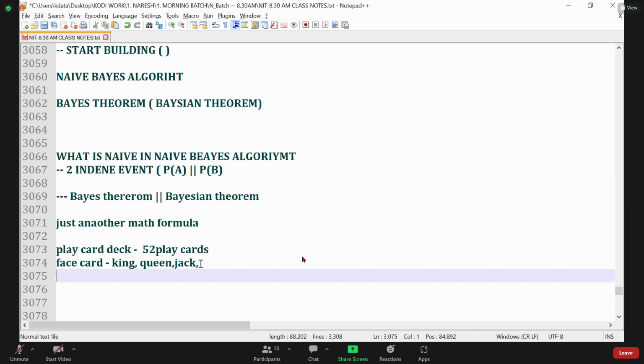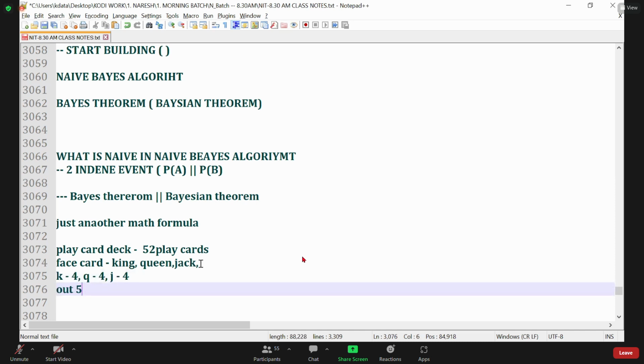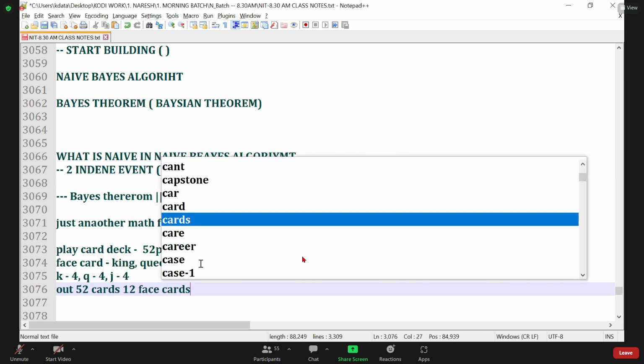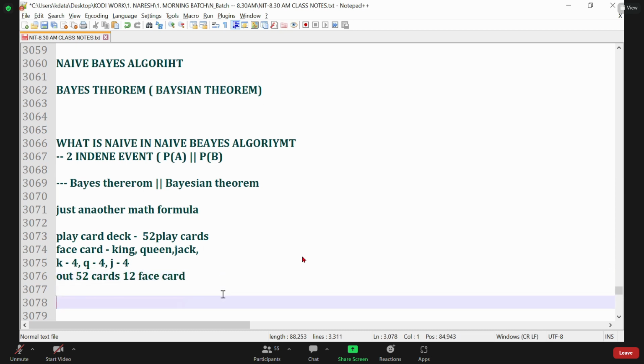So how many face cards do we have, guys? King has four cards, Queen has four cards, and Jack has four cards. Altogether, out of 52 cards, we have 12 face cards. Am I correct or am I wrong? Guys, are you getting my point? Okay. I will give you one example where the Bayesian theorem is implemented in your case studies. Let's have a look at it.